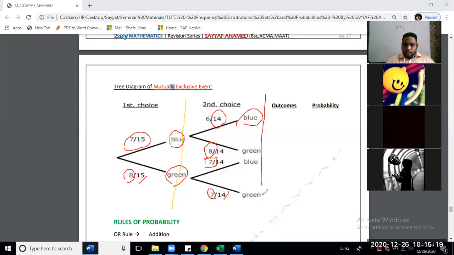And also you can calculate the outcome and the probability as I showed in the earlier tree diagram. For example, this part will be 7 over 15 into 6 over 14. You will calculate the total. So likewise, you can fill in the probability. The most important thing here is that you understand whether it's an independent event or a mutually exclusive event.